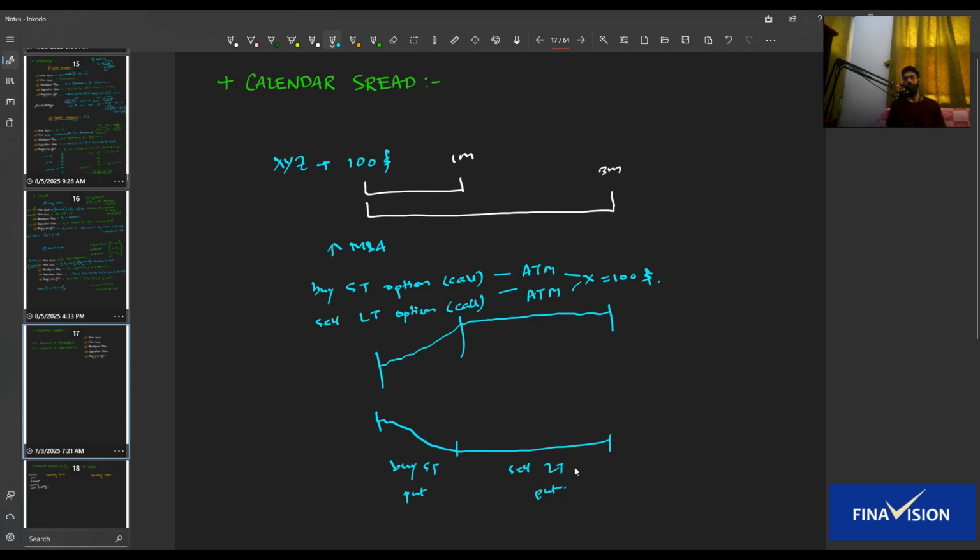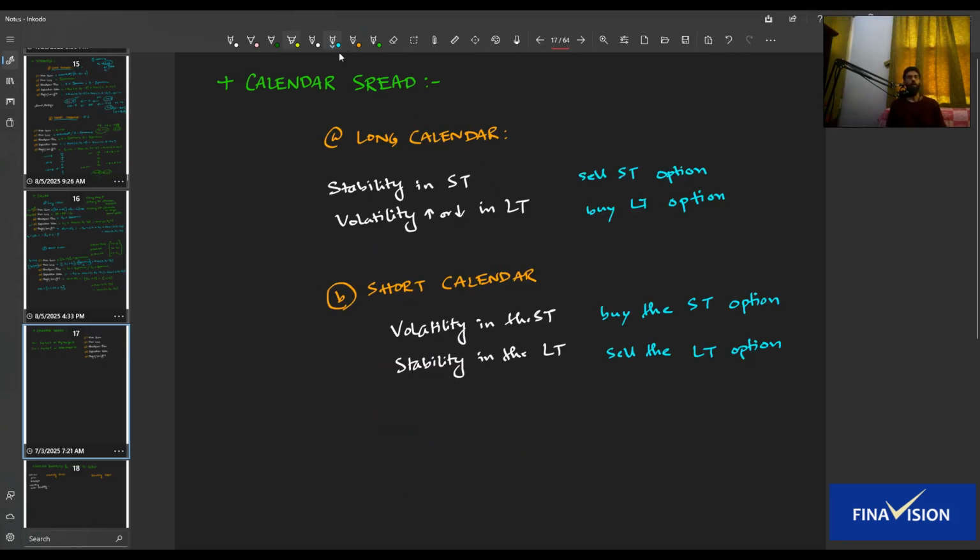So short calendar sells the long term. So you can think of this strategy in terms of the long term. If one is buying the long term option, then it is a long calendar. If one is selling the long term option, then it is a short calendar. So let me write the theory part here. A long calendar means there is stability in the short term and volatility in either direction in the long term, which means one sells the short term option because there is low volatility, and one buys the long term option because there is high volatility.